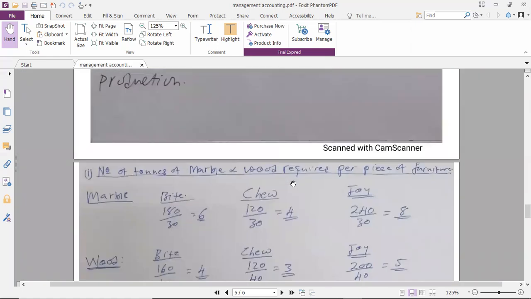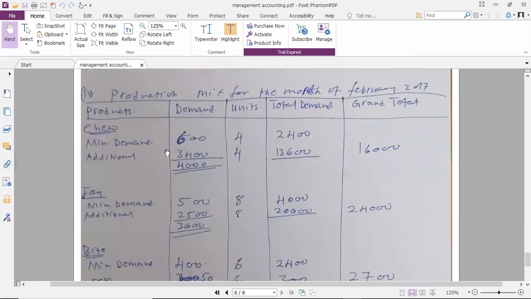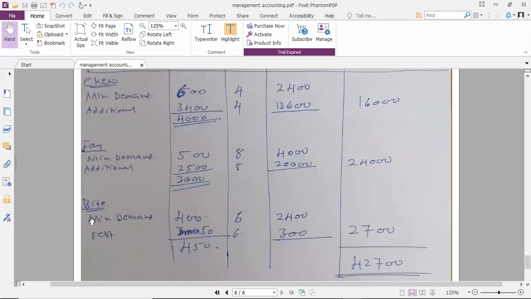Now, you prepare your production mix table, and this is how your production mix table looks. So you have your products arranged here. You have the demand, you have the units, you have the total demand, you have the grand total. Each of the products has a minimum demand. For Chew, if you don't produce at all, produce to meet the minimum demand of 600 per month. Joy, the minimum demand of 500 per month. For Byte, the minimum demand of 400 per month.